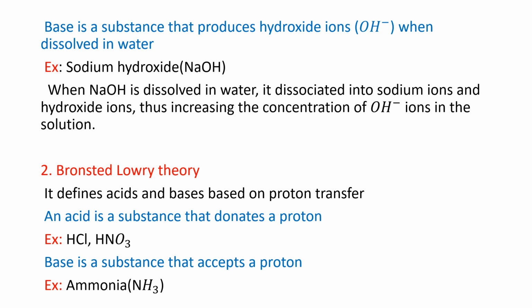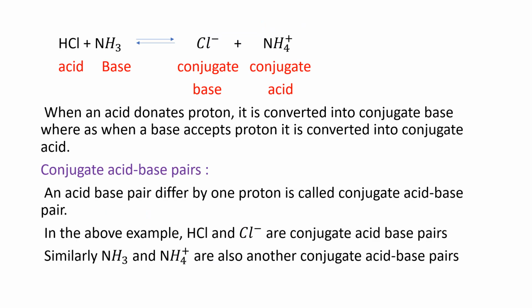Now let's see with the help of one reaction. Here we have taken HCl and ammonia. If these two are treated, we are getting the products, that is Cl- as well as NH4+. Here we can clearly make out that HCl is giving the proton to ammonia, correct? Therefore HCl will be called an acid, whereas ammonia is the one taking up the proton from HCl. Therefore we can call ammonia a base.